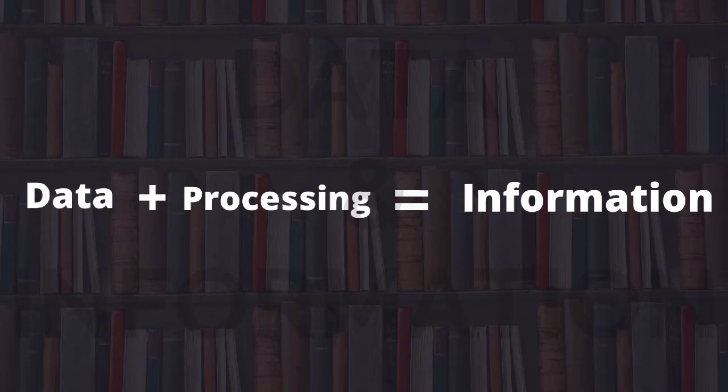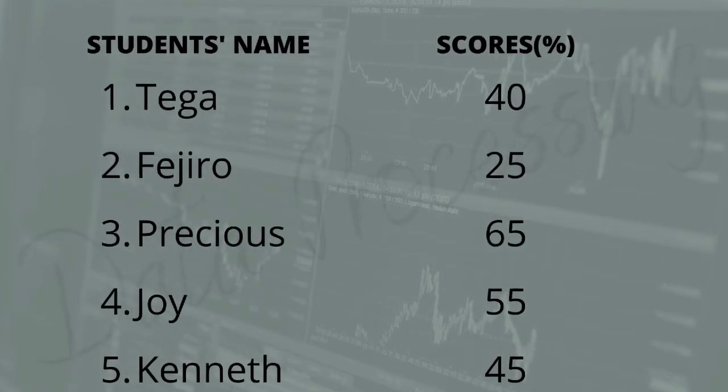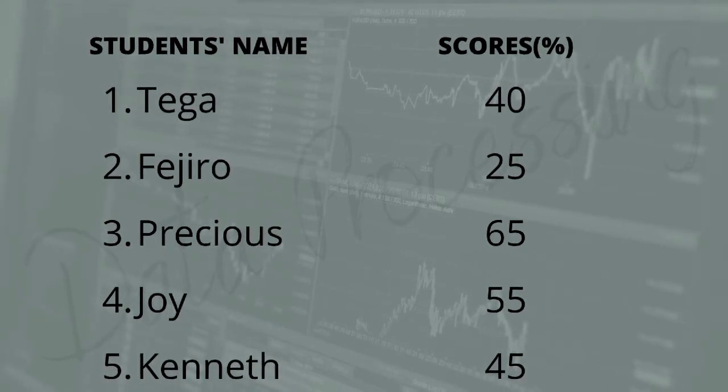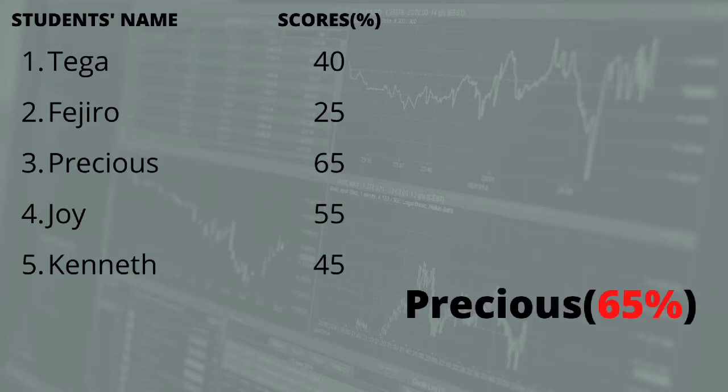Now, to help us understand better, let's take a look at some data that were collected from some students after their tests. Now we see their names and their various scores there. These are data gotten from them. Now let's say the computer is programmed to record 40 as the pass mark. Since the computer is programmed with 40, we can easily tell those that passed the test and those that didn't. If you are asked to look for the person with the highest score, for example, you can easily say it's Precious, because Precious has 65%.